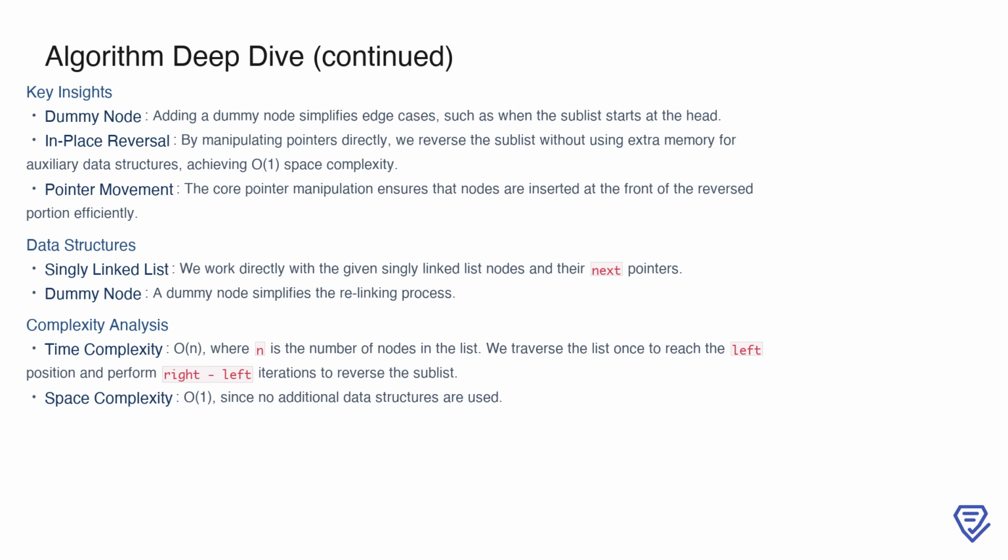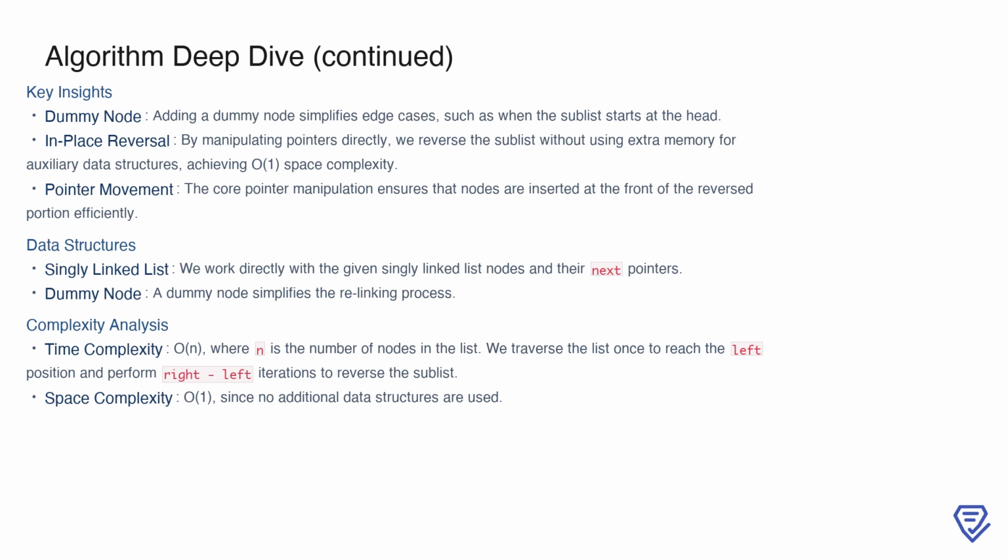Second, the in-place reversal approach is highly efficient, as it directly manipulates the next pointers of the linked list without requiring extra memory for auxiliary data structures, resulting in an O(1) space complexity. Lastly, the careful movement of pointers ensures that each node is repositioned correctly and efficiently within the reversed segment.